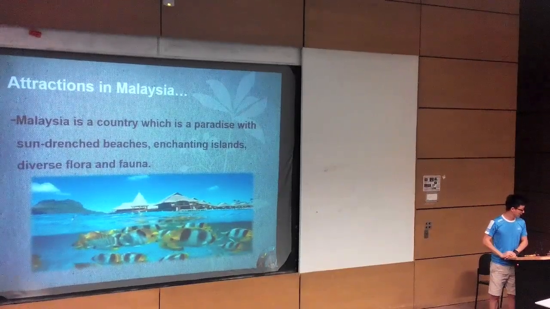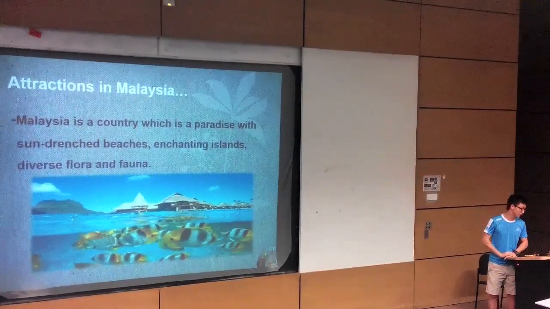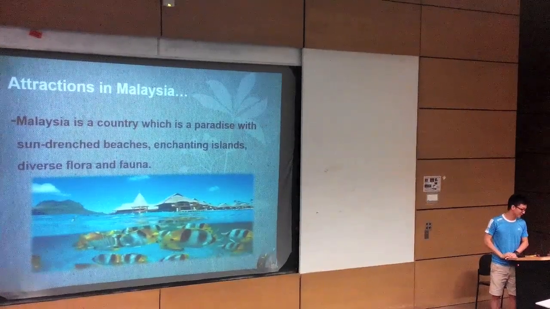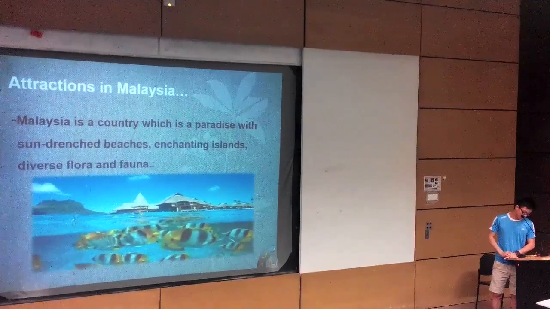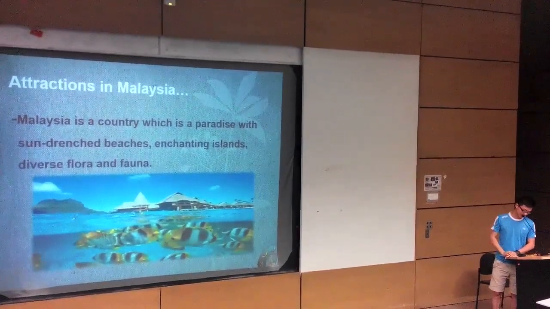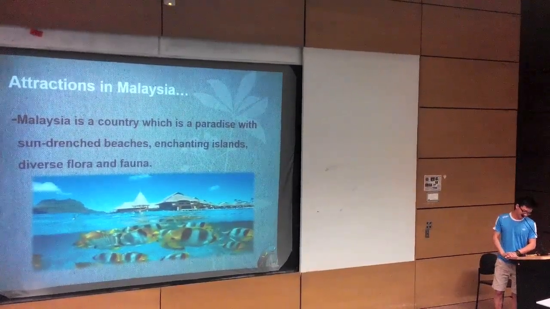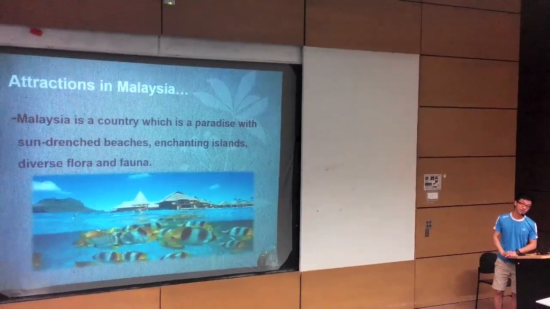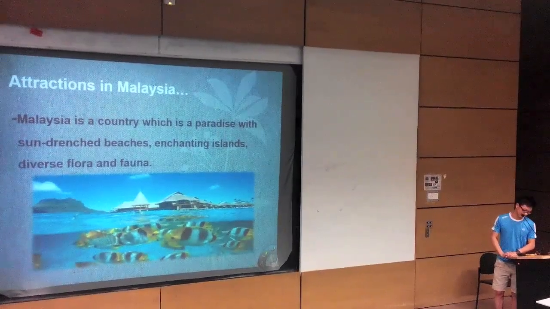And next we'll go to another attraction. Malaysia is also a country which is a paradise with sun-drenched beaches, enchanting islands, and diverse flora and fauna. Examples of these enchanting islands are Pulau Tioman, Pulau Ketam, and Pulau Pangkor. For sun-drenched beaches, there's a very popular place which is Sabah, very famous for diving activity. And an example of flora and fauna would be Taman Negara.